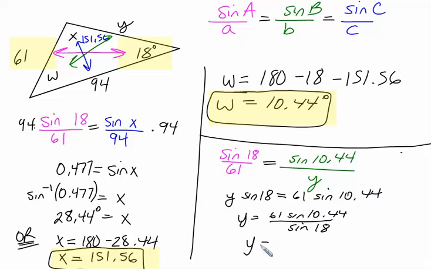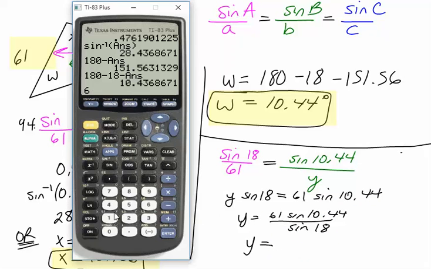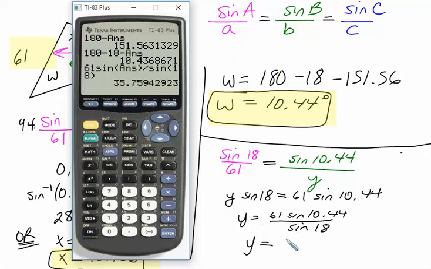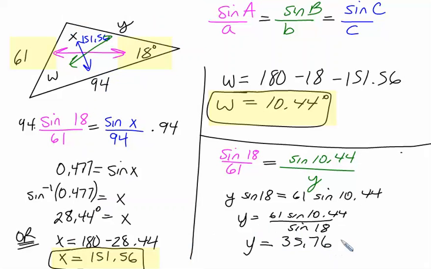Watch parentheses as you type it in the calculator. So we want 61 times the sine of that previous answer divided by the sine of 18. And y is going to be about 35.76. Please keep as many decimals as possible, and if you store it as variables, that's even wiser as you go.